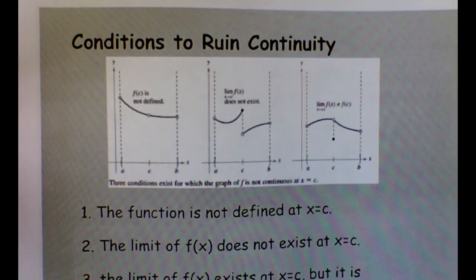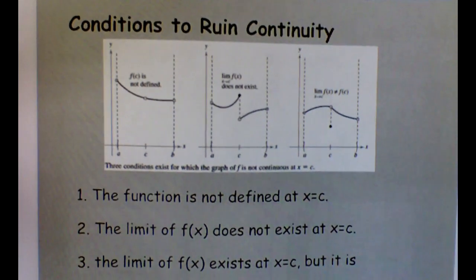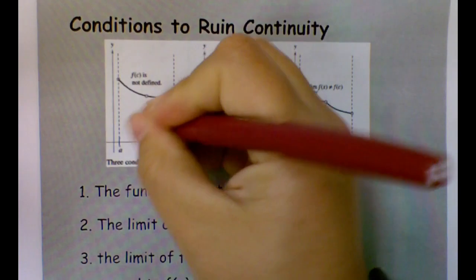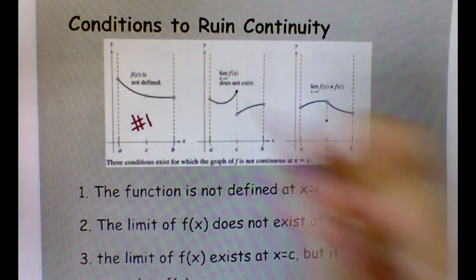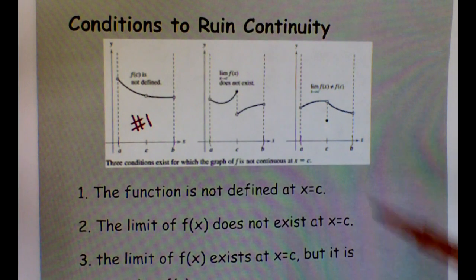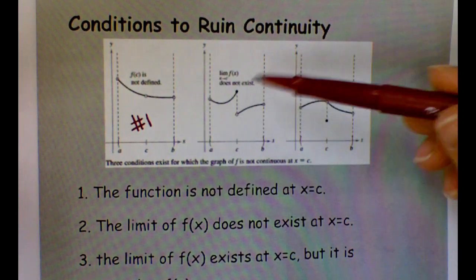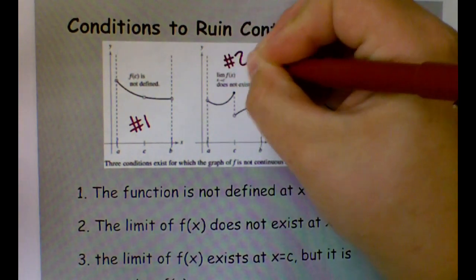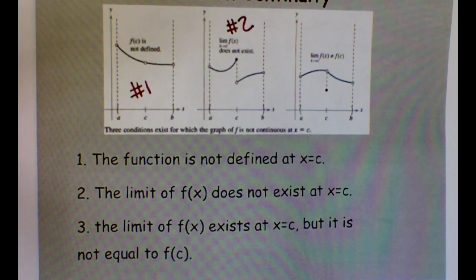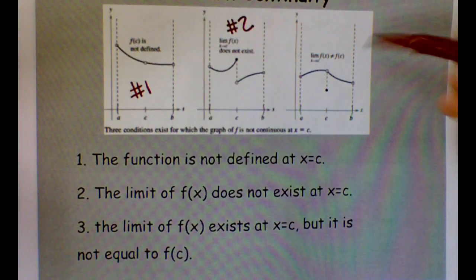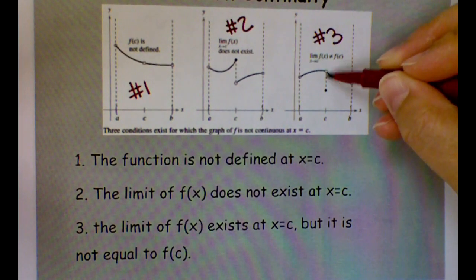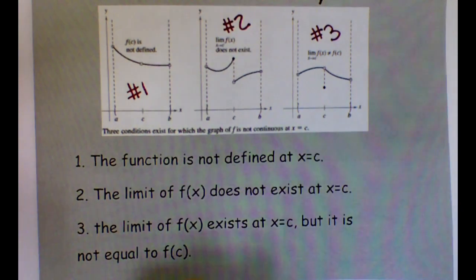There are three specific conditions that ruin continuity. Number one, the function is not defined at x equals c. That is this first picture here. There's a hole in my graph, it's not defined there. Number two, the limit of f of x does not exist at x equals c. That's the second picture here. If there's like a jump or something like that, that's the second condition that ruins continuity. And number three, the limit of f of x exists at x equals c, but it is not equal to f of c. That's this third condition right here. That's when we have a hole in our graph and a removable discontinuity.